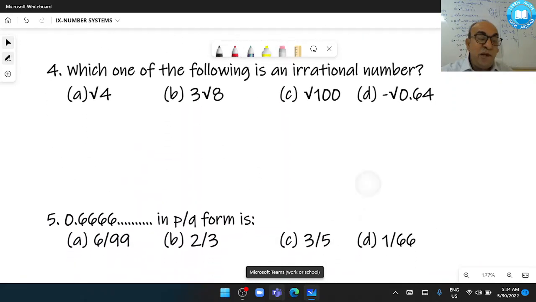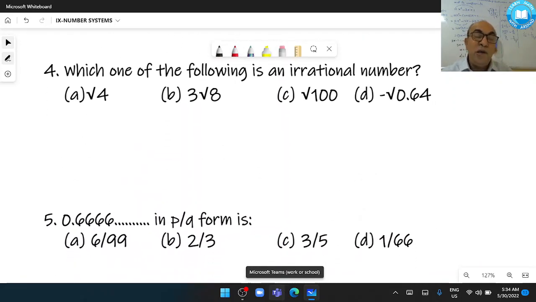Now I am moving to the next one. Which of the following is an irrational number? Children, irrational numbers we can identify in two different forms. One is decimal form. So if the numbers are given in decimal form, non-terminating, non-repeating decimals are irrational. But if they are given in radical form, radical means square root, you try to find the square root of the given number, and see if it is equal to a whole number or exactly equal to a terminating decimal.